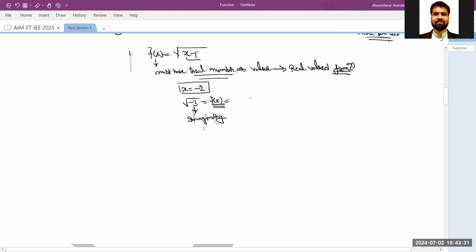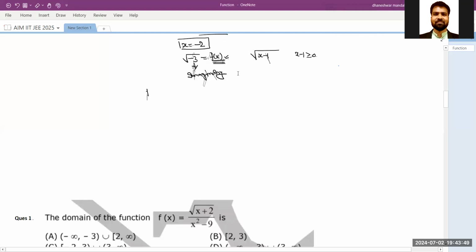Okay. So x will be in the domain of this function when x minus 1 is either equal to 0 or positive. So from here we have one condition for the domain. If we have anything which lies inside the root, then it must be non-negative. Okay. See, what is the first rule?